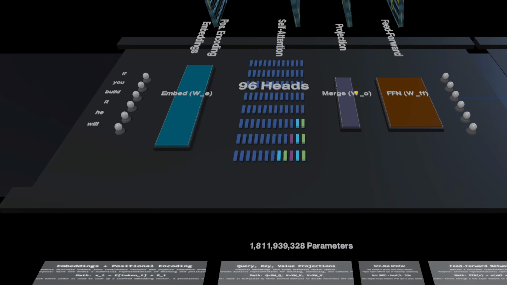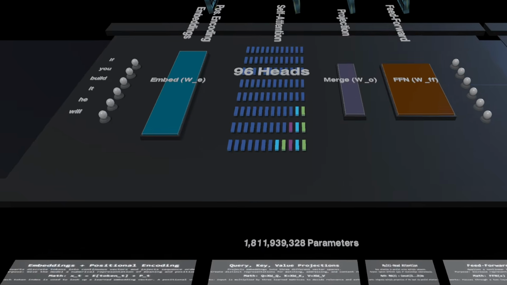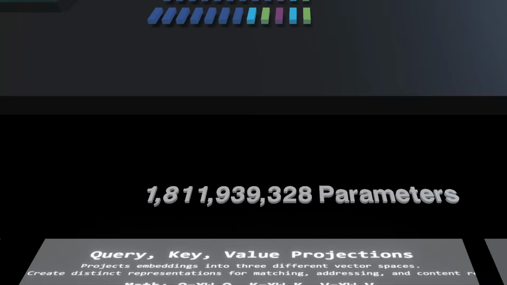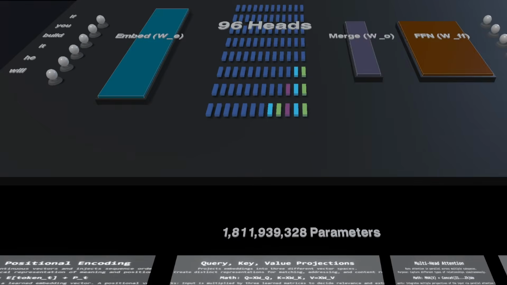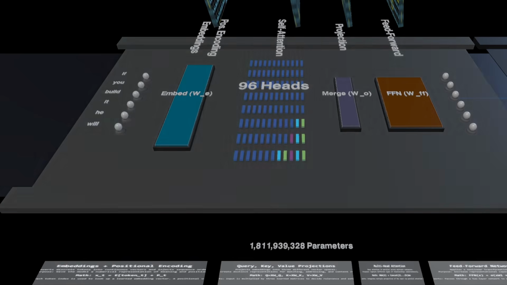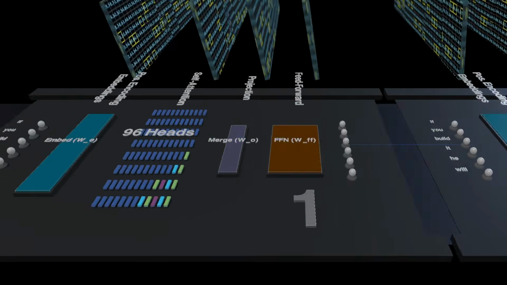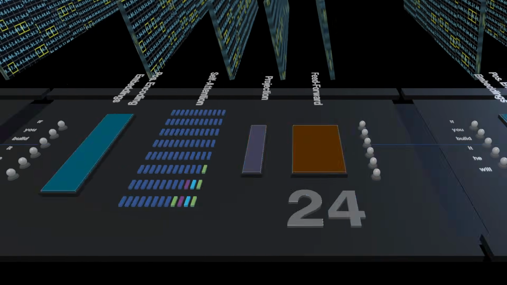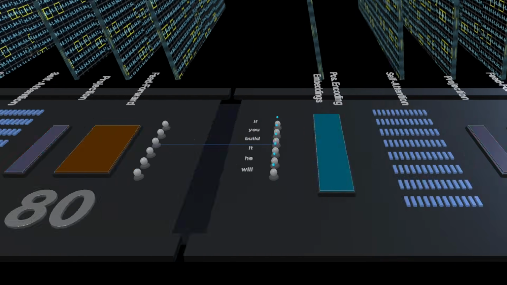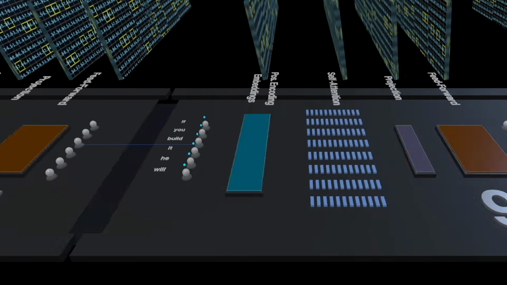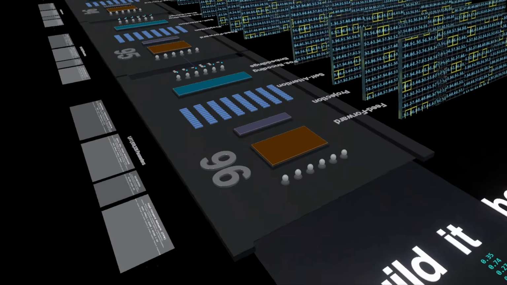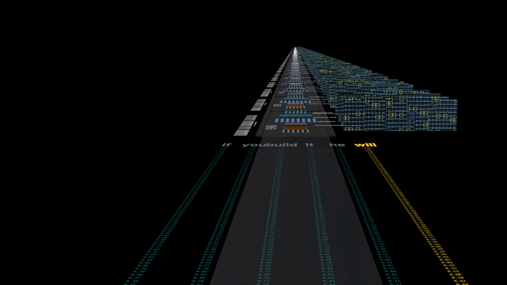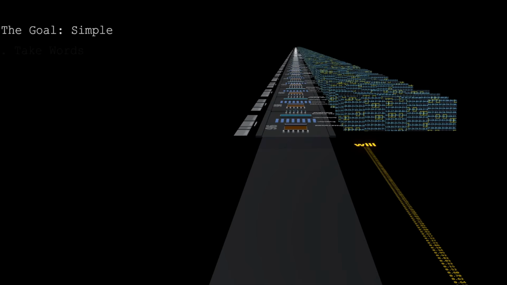And here's the wild part. Just one layer of this already has about 1.8 billion trainable parameters. Those are just numbers the model keeps tweaking over and over using backpropagation and massive amounts of text until the outputs start making sense. But that's only one layer. The full model stacks 96 identical layers on top of each other. And yes, that means 96 heads per layer across 96 layers for a total of 9,216 attention heads in the entire model.